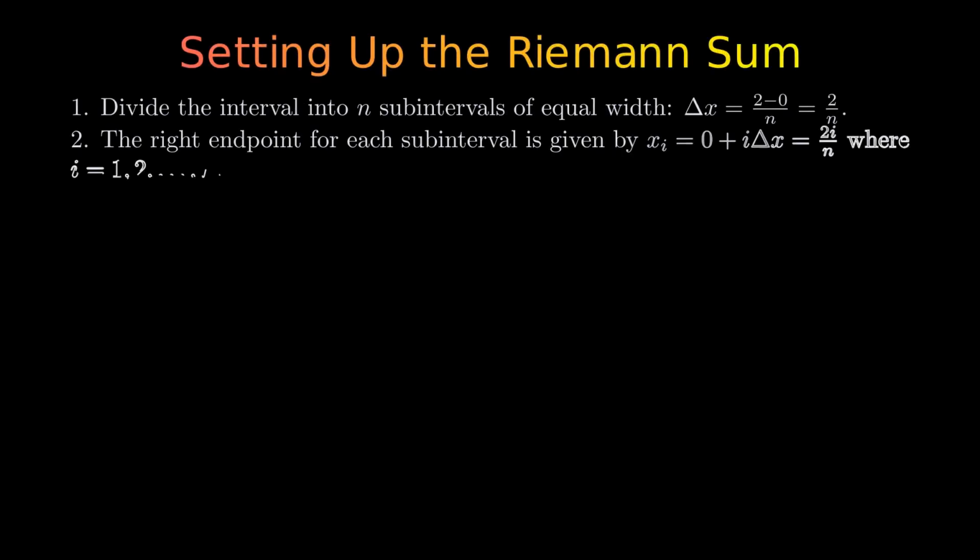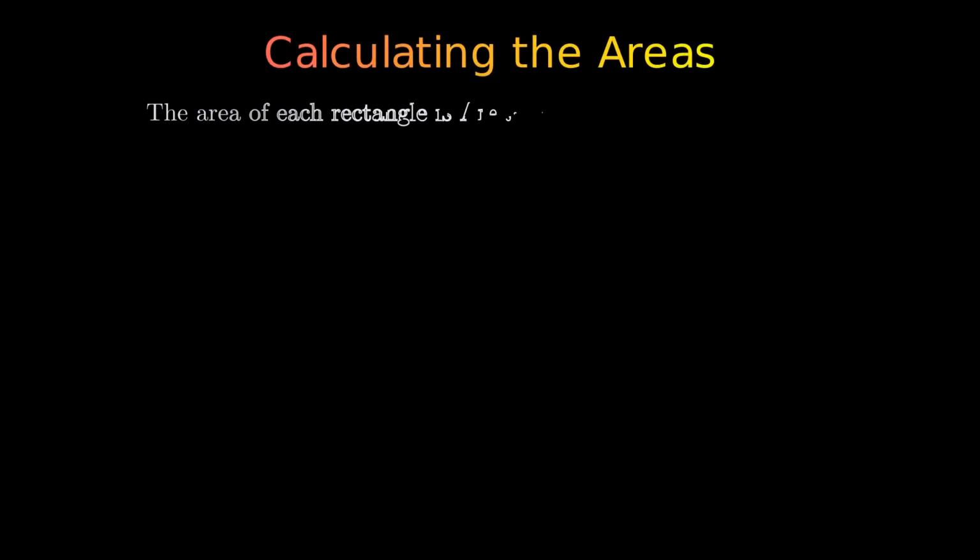To set up the Riemann sum, we first divide the interval into n subintervals of equal width. This step helps us break down the curve into manageable sections for more accurate calculations. Then, we calculate the right endpoint for each subinterval, determining where the rectangles touch the curve at its highest point.